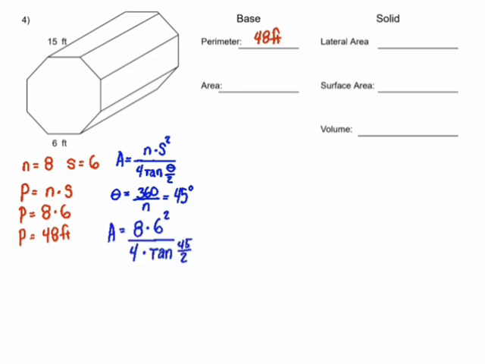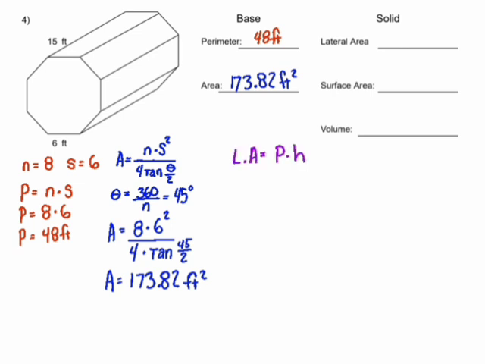Plug in the numbers we know, 8 sides, 6 side length, and 45. Plug this in the calculator, and we get 173.82 feet squared. Remember to make sure that your calculator is in degrees, not radians.